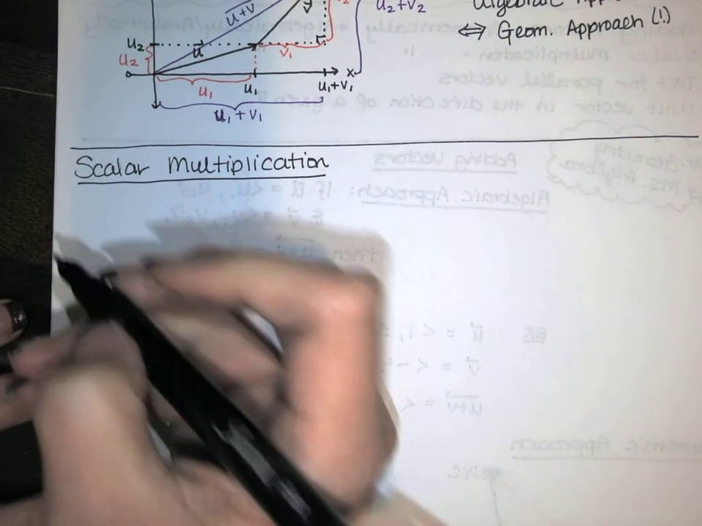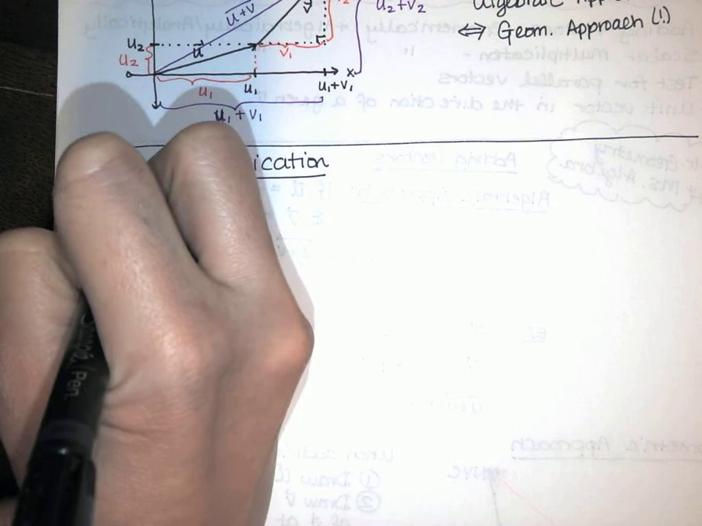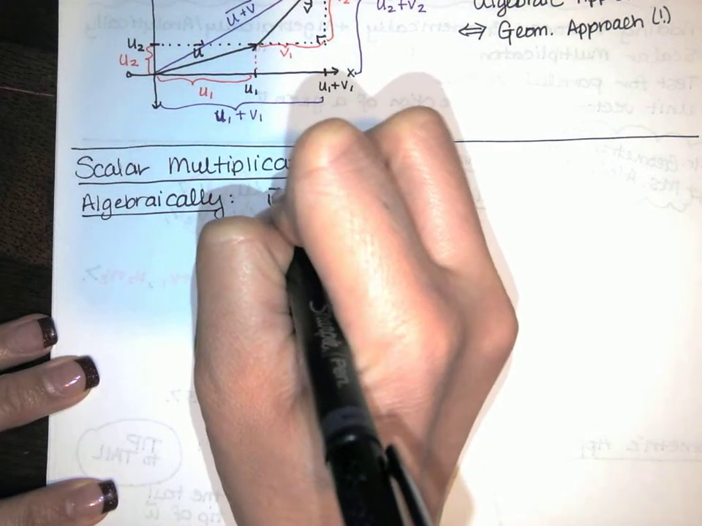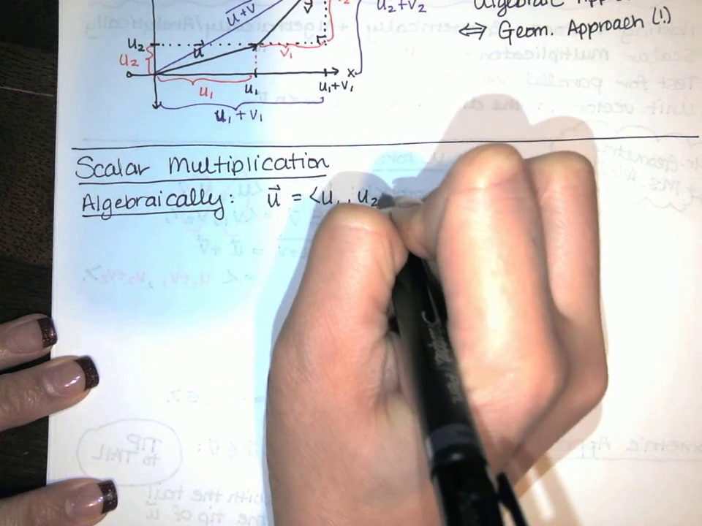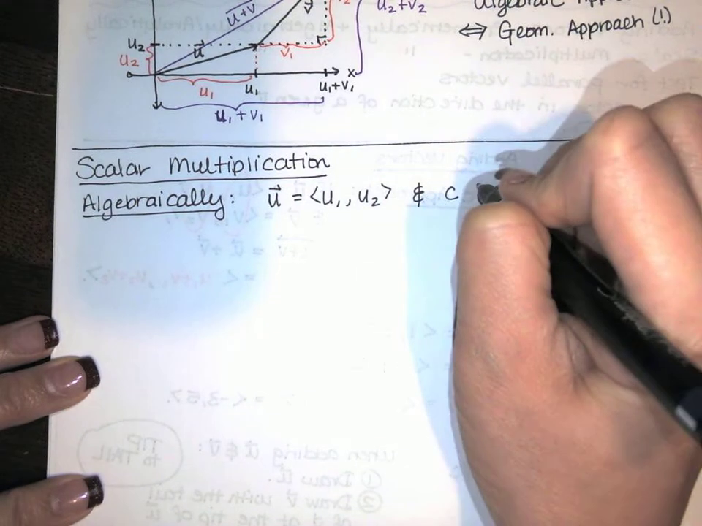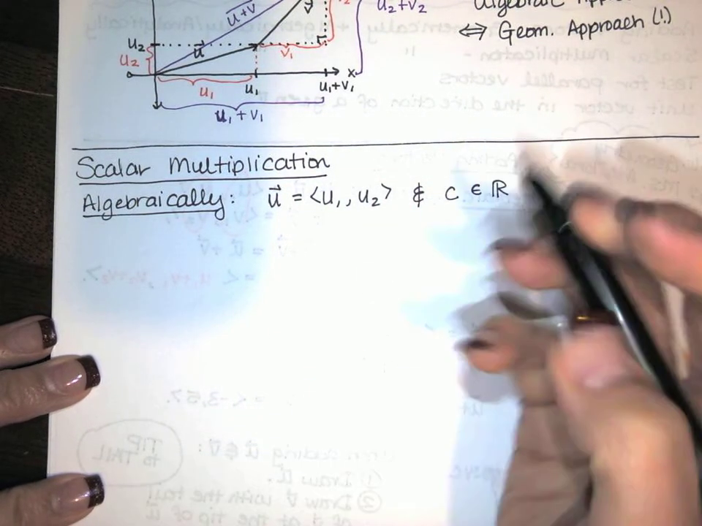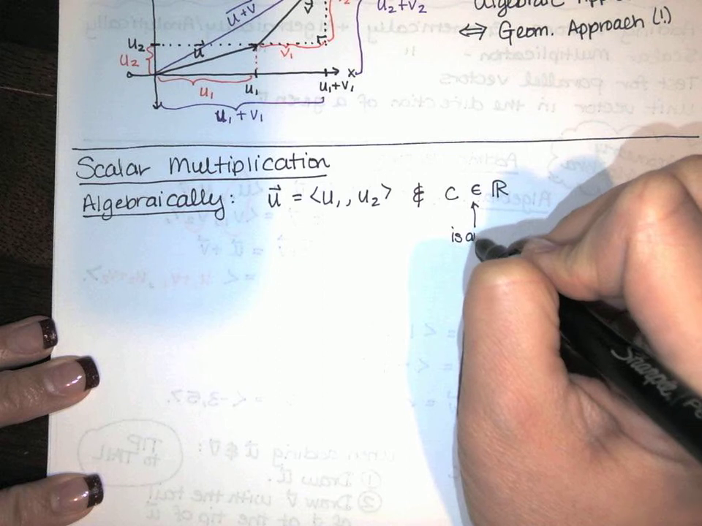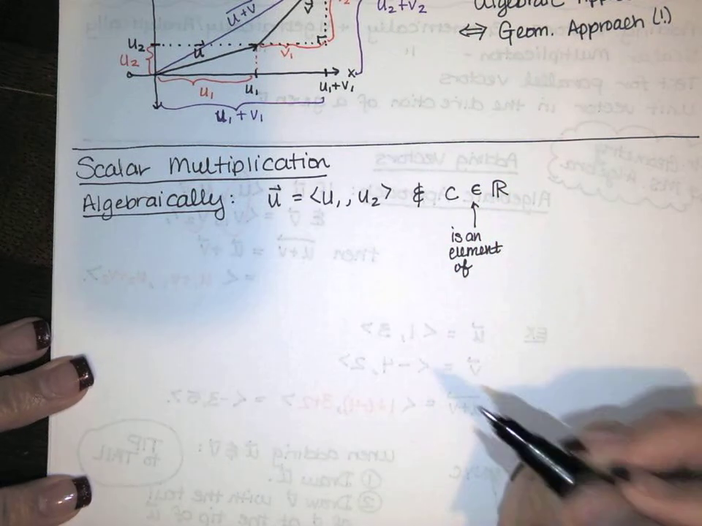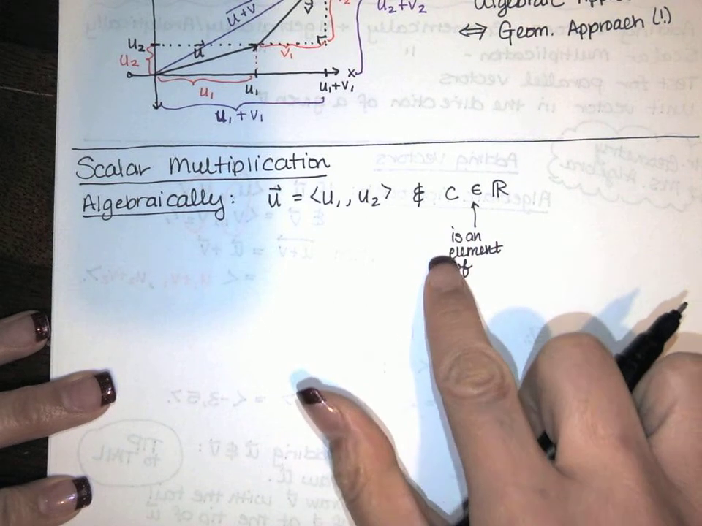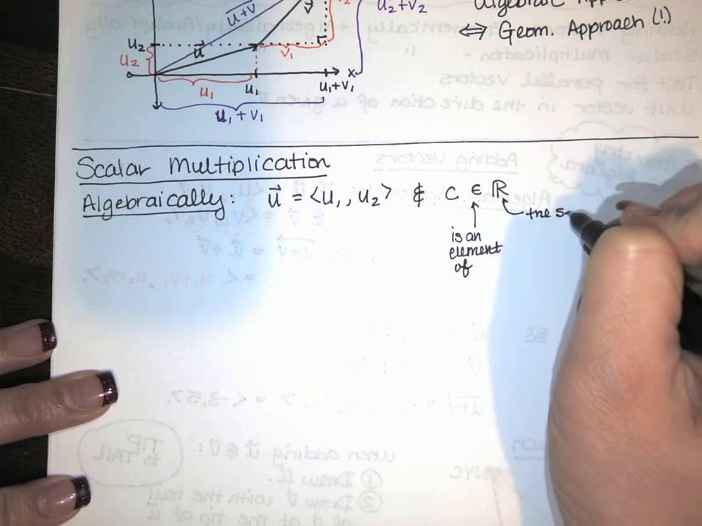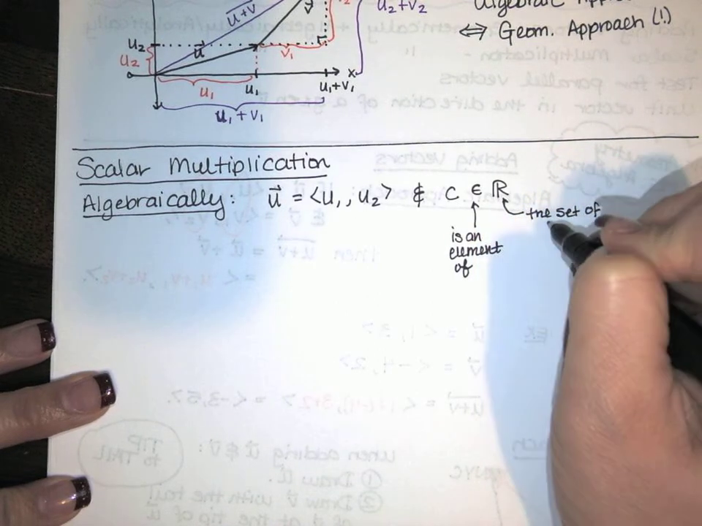First, let's talk about it algebraically, or analytically, whichever you'd prefer. If my vector u has components u1 and u2, and c is a real number, this little symbol means is an element of. It's actually kind of an epsilon, I think. Or you might say this c is in this set over here, and that set is the set of real numbers. The R with the double bars is the reals.